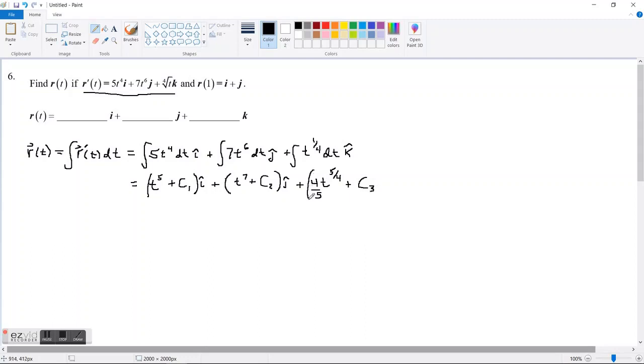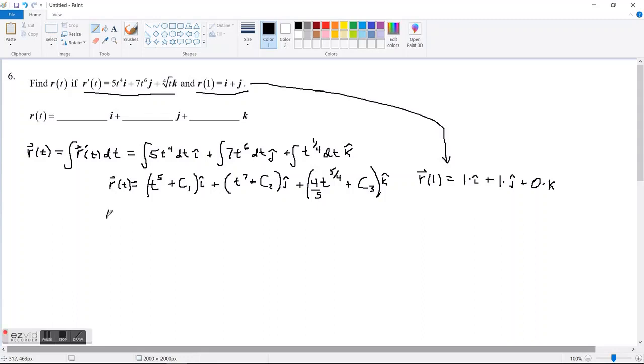Now we need to solve for c1, c2, and c3, and that's where our second piece of information, that r of 1 equals i plus j, comes in. So what we just integrated to get was r of t, and r of 1 we're told is supposed to equal 1 times i, I'm being explicit about the coefficients here, plus 1 times j, plus apparently 0 times k, since there is no k in our value here.